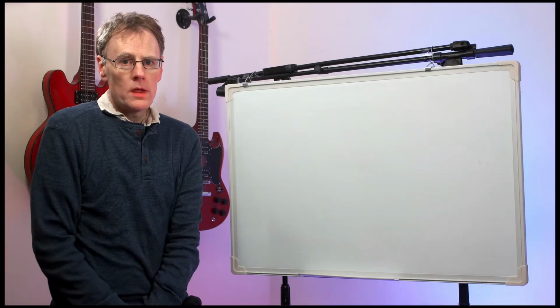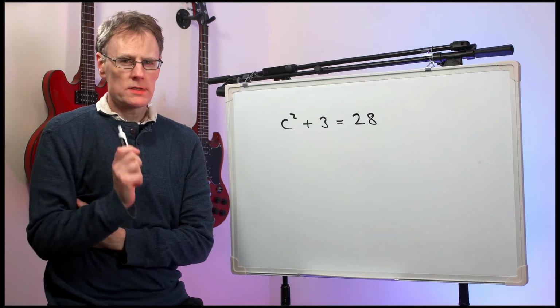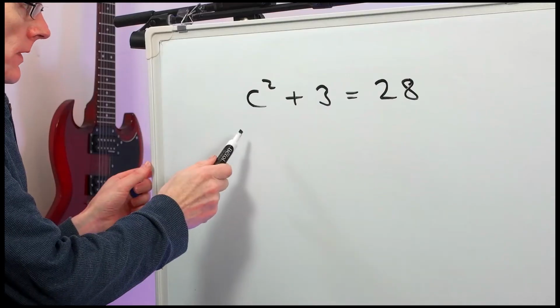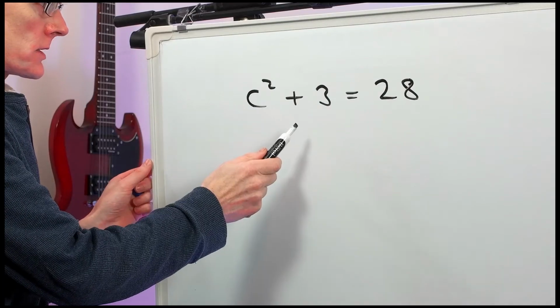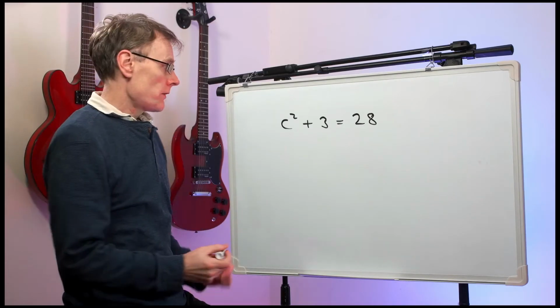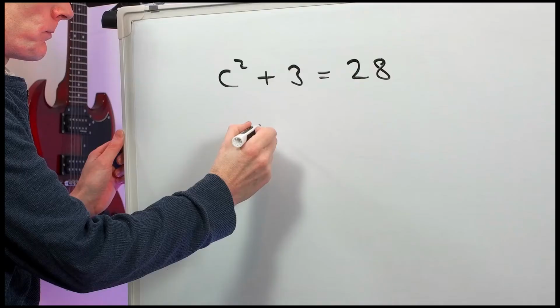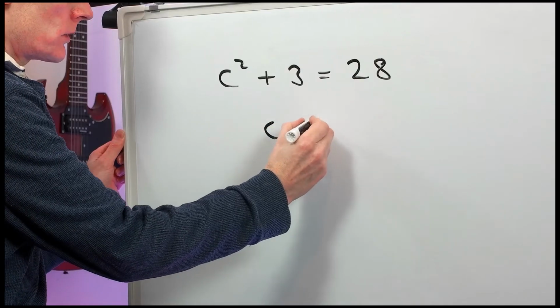Here's another one. c squared plus 3 equals 28. So what is c? Well, something squared plus 3 makes 28. 5 squared is 25. 25, 26, 27, 28. So c must equal 5.